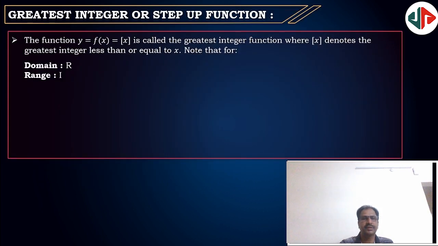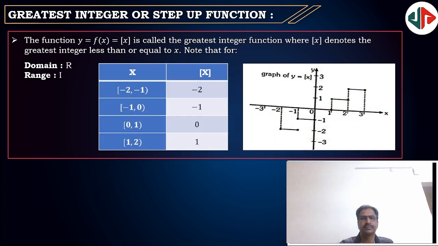Next, what is the greatest integer function or step function? If x is any real number, then the greatest integer less than or equal to x is denoted like this, and we read it as step x. When x lies between n and n plus 1, where n is any integer, then step x is defined as n.